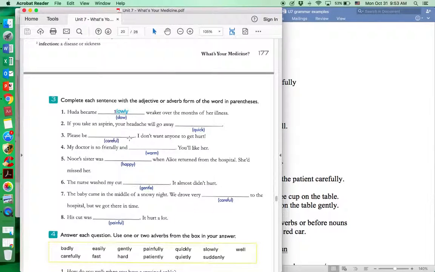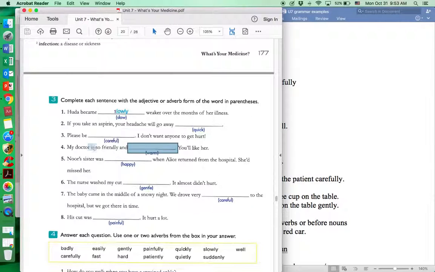Please be blank. Are we going to use an adverb or an adjective after a be verb? I think we're going to use an adjective, of course, because we don't describe our be verbs with adverbs. So please be careful. My doctor is so friendly and blank. Friendly is an adjective. Then we have this conjunction "and" here, so they're going to have another adjective. He's friendly and warm, another adjective.